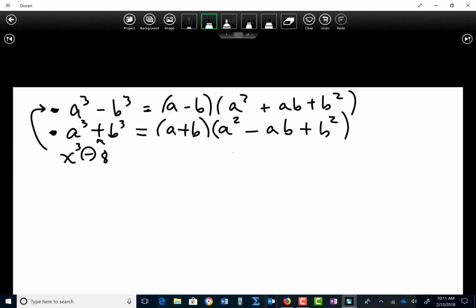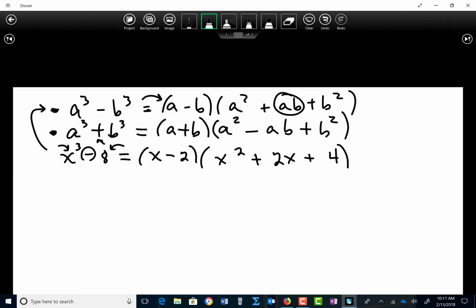These are not signs. So if I had x cubed minus 8, the a would be x because the cube root of x cubed is x, and the b would be 2 because the cube root of 8 is 2. So it would fit this formula, and so I would have x minus 2 times x squared plus, since a was x and b was 2, I would have 2x here. And since b was 2, I would have 2 squared, which would be 4. And that would be it factored.